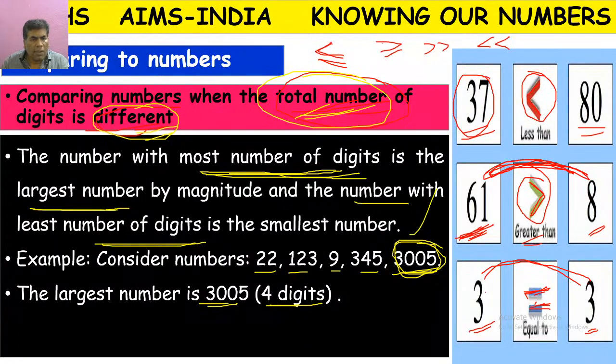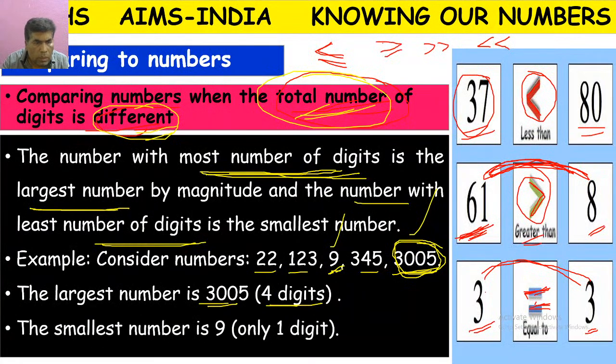What is the smallest number among the 5 numbers? Very good. 9 is the smallest number. I think somebody has not observed 9. They are giving answer 22. Here 9 is there. So 9 is the single digit number. So the smallest number is 9.